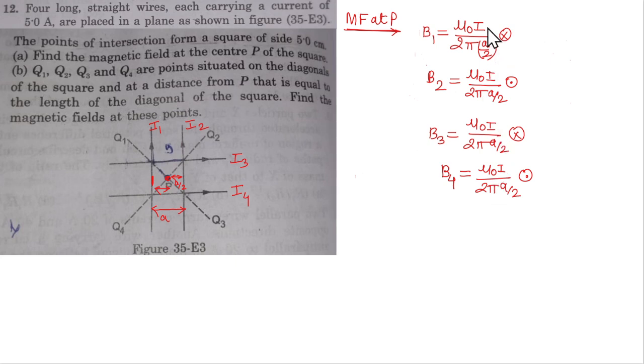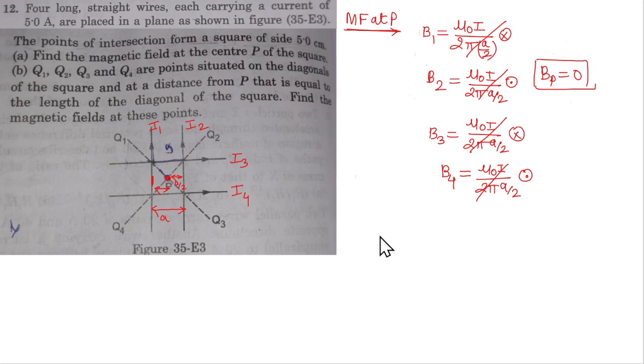So if we are calculating the magnetic field at point P, all these magnetic fields are equal in magnitude and definitely the directions are opposite, so B1 will cancel out with B2, and B3 will cancel out with B4. So finally, the net magnetic field at point P will be equal to 0. The magnetic field at point P is equal to 0.